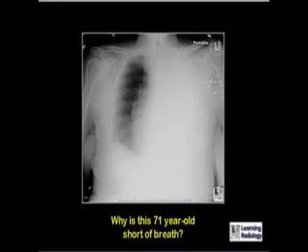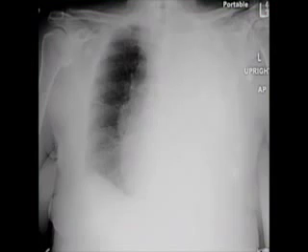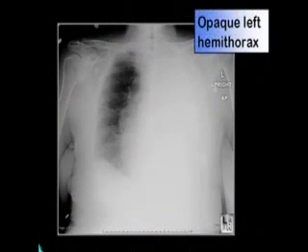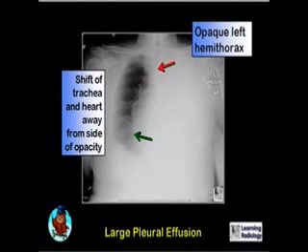Why is this 71-year-old short of breath? Well, they clearly have an opacified left hemithorax, and there is a shift of the trachea, the red arrow, and of the heart, the green arrow, away from the side of opacification, which indicates there is something that's occupying space on the left side, and this is indicative of a large left pleural effusion. In this case, it was due to an underlying bronchogenic carcinoma.